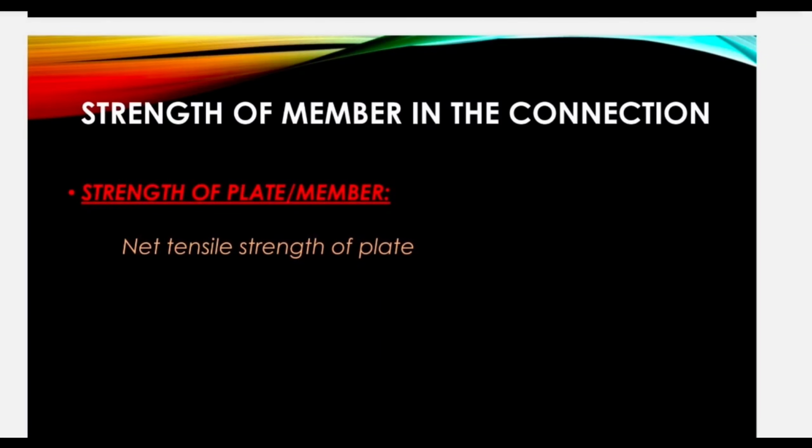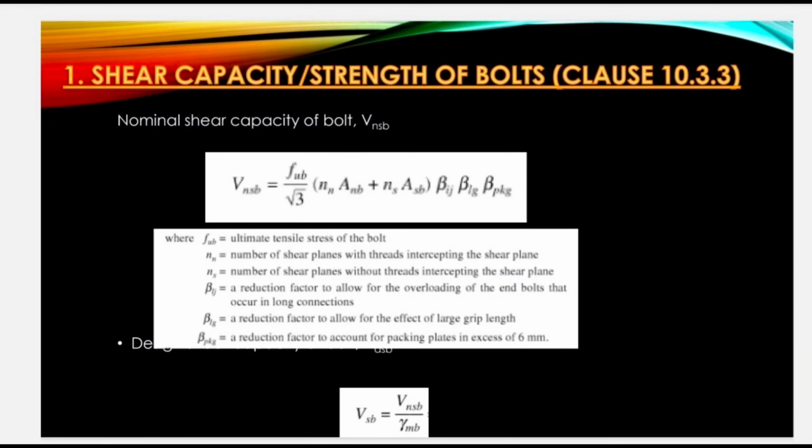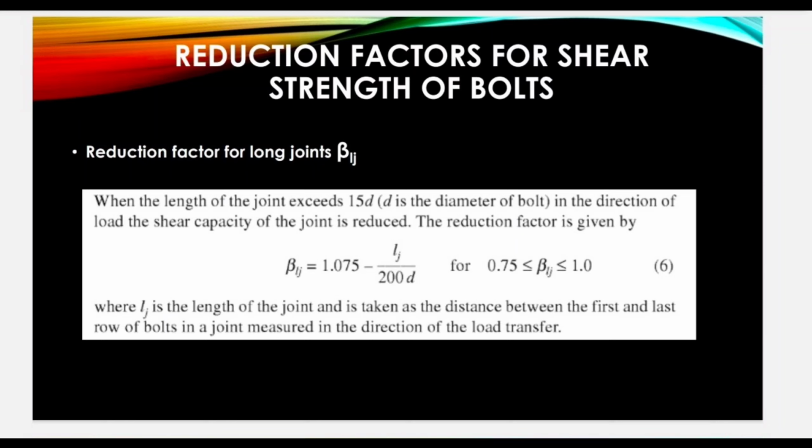Okay, strength of the member in the connection. The strength of the plate as the member is the net tensile strength of the plate. When shear capacity and strength of the bolts, one of the formulas is the nominal shear capacity of the bolt. And there is a reduction factor for the shear strength of bolts for long joints. When the length of the joint exceeds some diameter in the direction of the load, the shear capacity is reduced. The length of the joint is taken as the distance between the first and last row of the bolts.